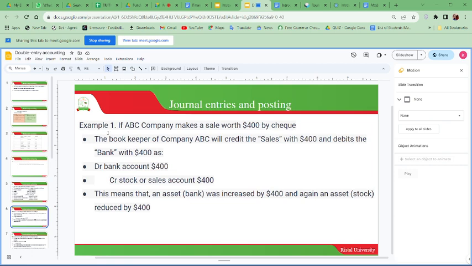So let's look at an example. For example, we have a company, ABC company, that makes a sale worth 400 USD by check. A check can be referred to as bank. When you're creating an account, you call it a bank.